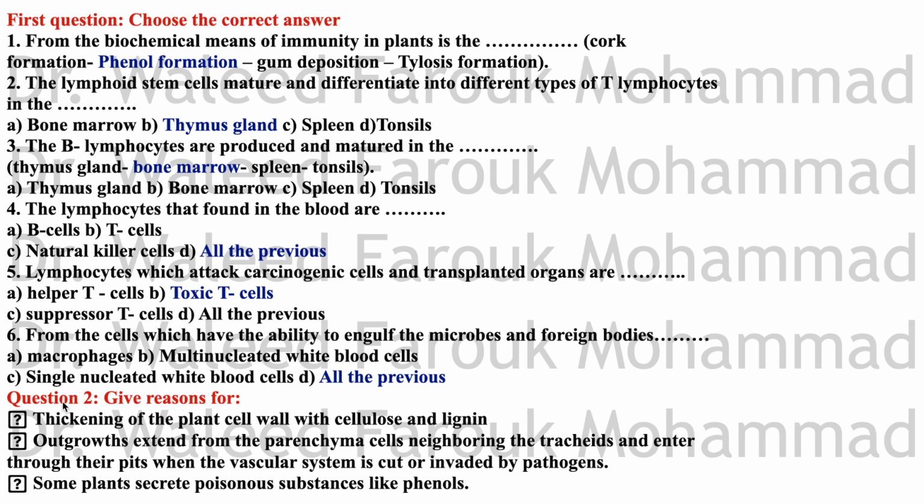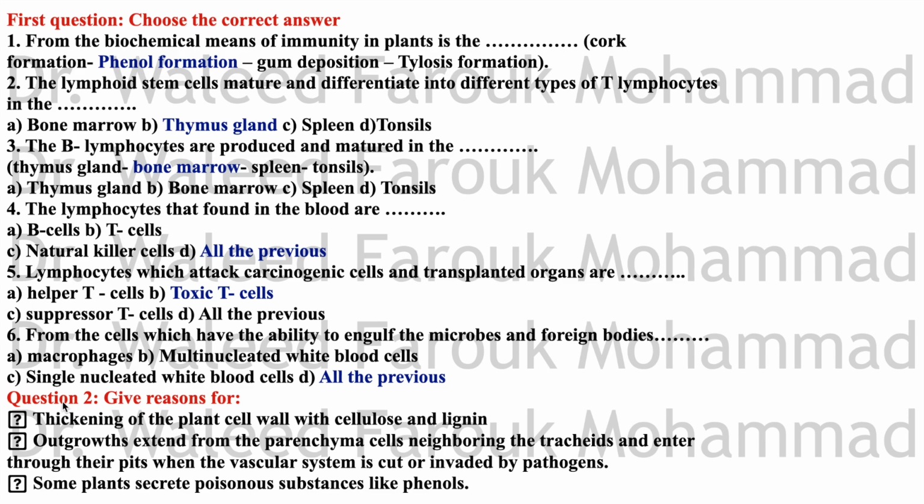Give the reason for thickening of the plant cell wall with cellulose and lignin. Well, thickening of the plant cell wall with cellulose and lignin is to make it difficult for penetration of the pathogens, especially after thickening by lignin. So to make it difficult to penetrate.